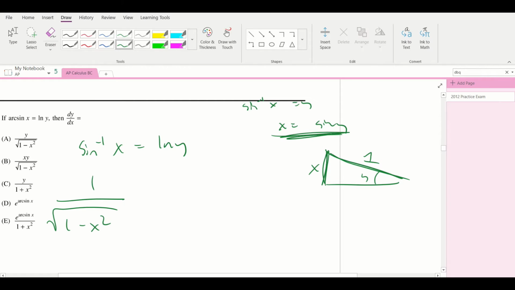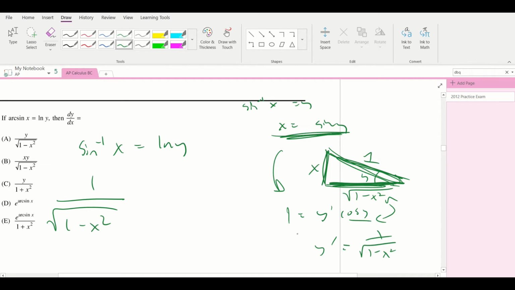Well, once you have this equation, you can differentiate it. So you have 1 equals y prime cosine y, right? Now here you use this part. Cosine y is just this side over this side. By the Pythagorean theorem, this side is the square root of 1 minus x squared. So y prime equals 1 over the square root of 1 minus x squared, because you plug that in here and divide both sides.